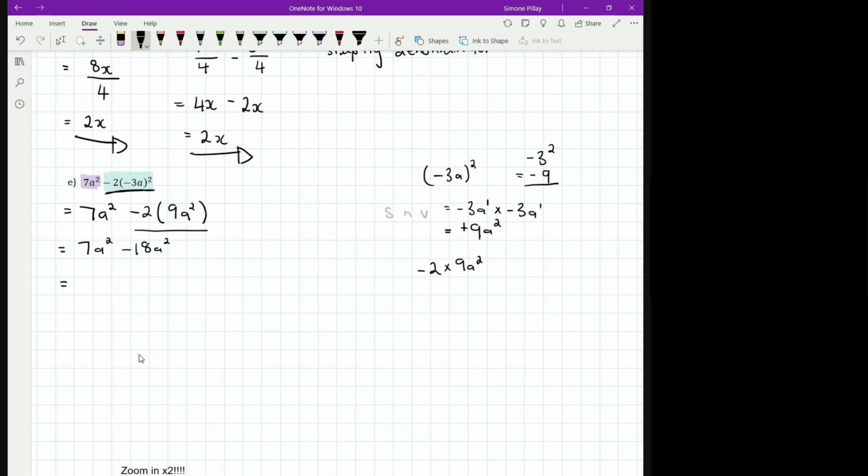Ma'am, since they are like terms, I do the sum and the answer is gonna be negative. Ma'am, is it a negative 18 or is it just a minus? It's a negative 18. I mean, you can look at it either way. You can say 7 minus 18, it's 7 and a negative 18. It's still going to give you the same answer, whichever way you look at it. Ma'am, it's gonna be negative 11a squared. Good job. Yes. It is negative 11a squared.